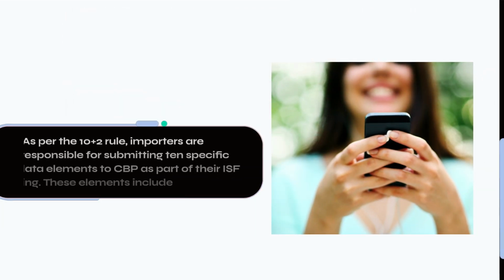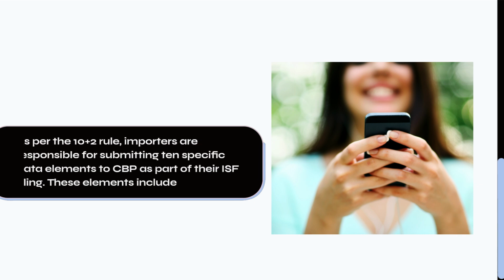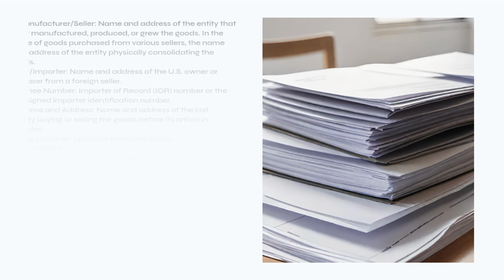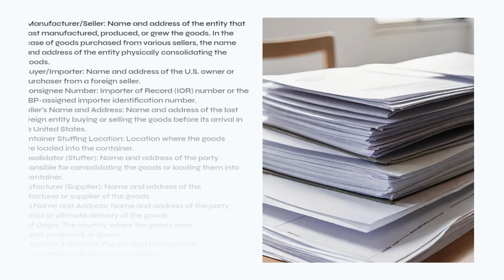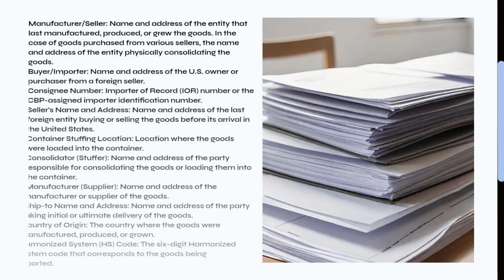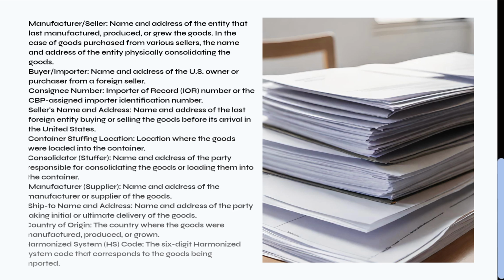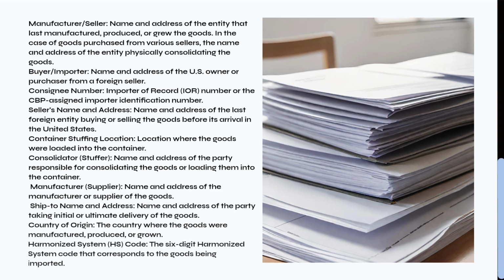As per the 10+2 rule, importers are responsible for submitting 10 specific data elements to CBP as part of their ISF filing. These elements include manufacturer, seller, name and address of the entity that last manufactured, produced, or grew the goods. In the case of goods purchased from various sellers, the name and address of the entity physically consolidating the goods. Buyer, importer, name and address of the U.S. owner or purchaser from a foreign seller.